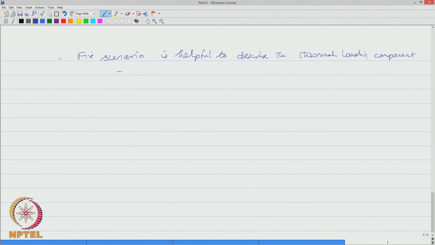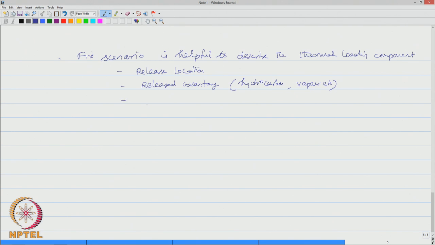It talks about the release location, the released inventory, whether it is hydrocarbon, vapor, etc.